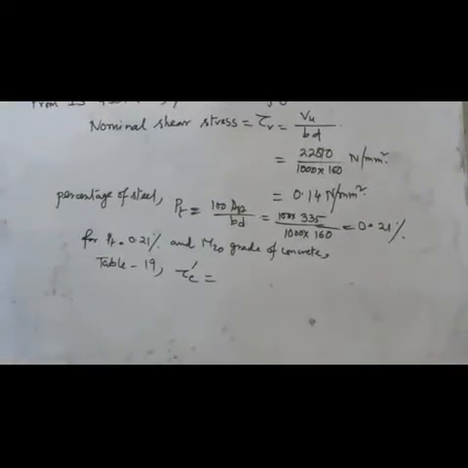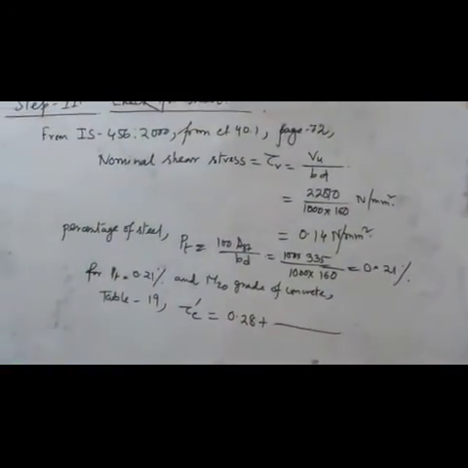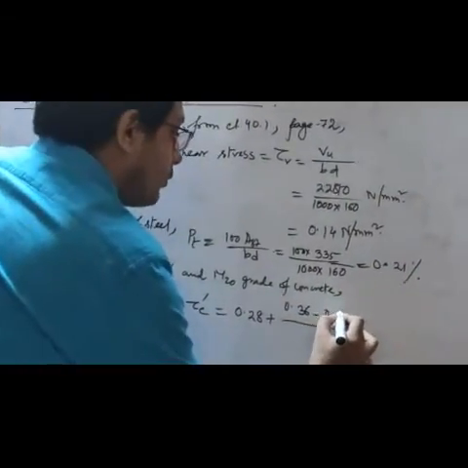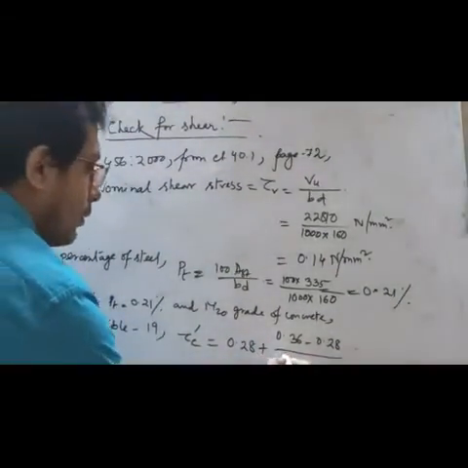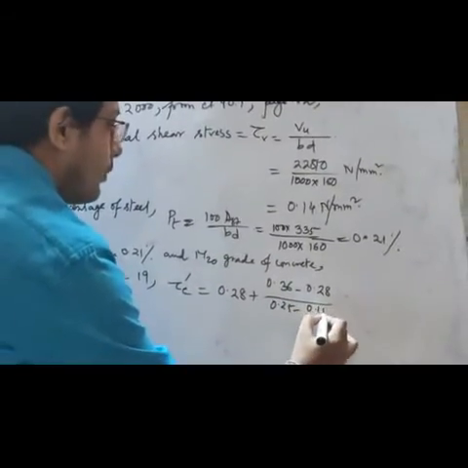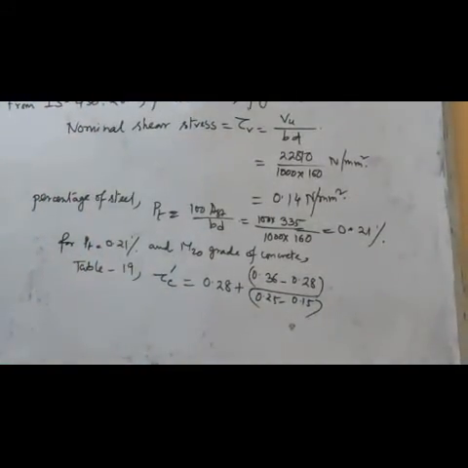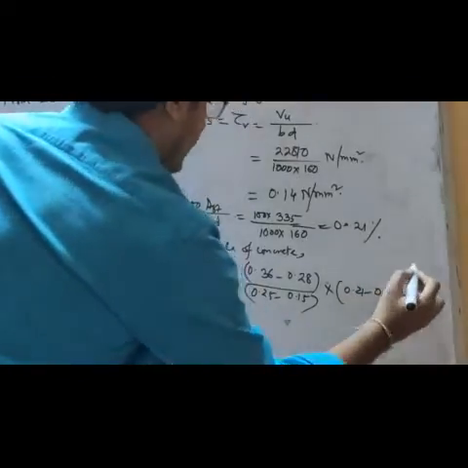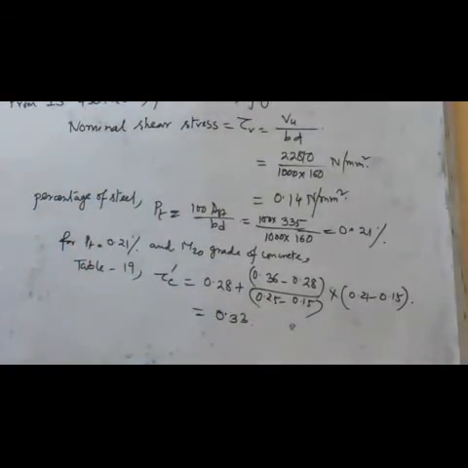That means first of all you have to write down the equation, that is 0.28 plus 0.36 minus 0.28 by 0.25 minus 0.15, into 0.21 minus 0.15. Then you will get the value of tau c dash, that is 0.33.